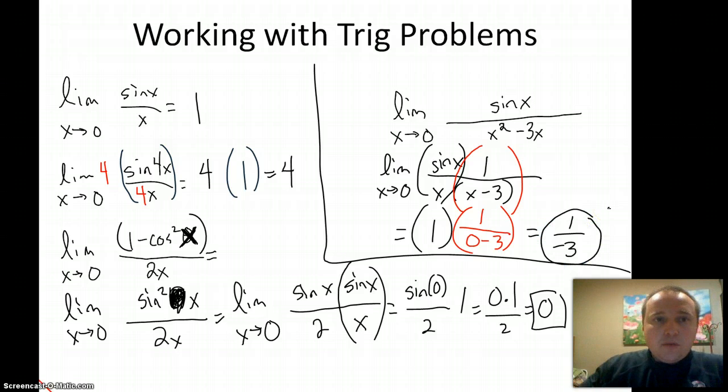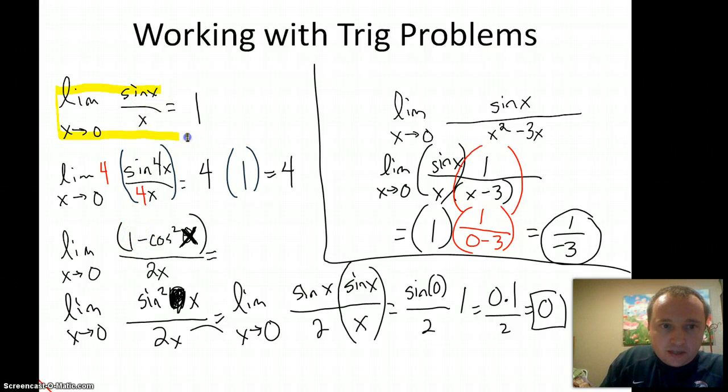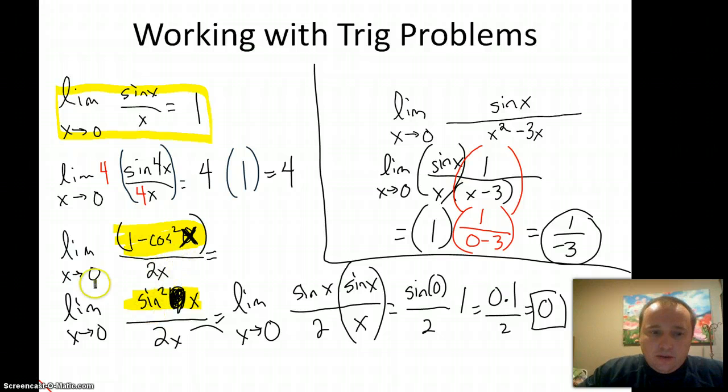Okay. Very good problems. Always be looking for trig substitution. The biggest one is right here. Let me highlight it so we're all looking at the same stuff. This guy right here, know that. Know that, know that, know that. The next one is 1 minus cosine squared x is equal to sine squared of x. Okay. Those two identities alone are going to really help you out.